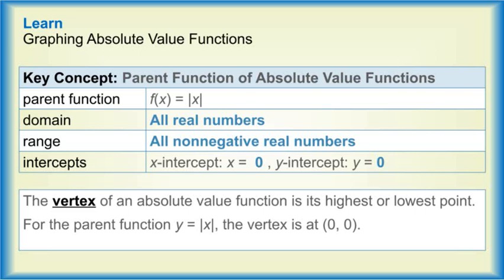The intercepts: the x-intercept will be 0, the y-intercept will be 0. So the vertex of an absolute value parent function would be at the origin, (0, 0). The vertex of an absolute value function is the highest or lowest point. So when we talk about the max or the minimum, it will be referring to the vertex here.